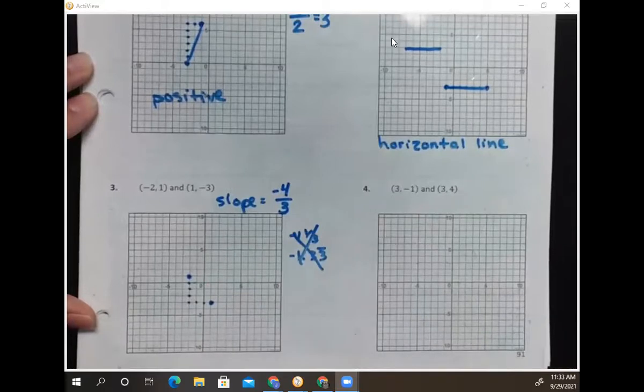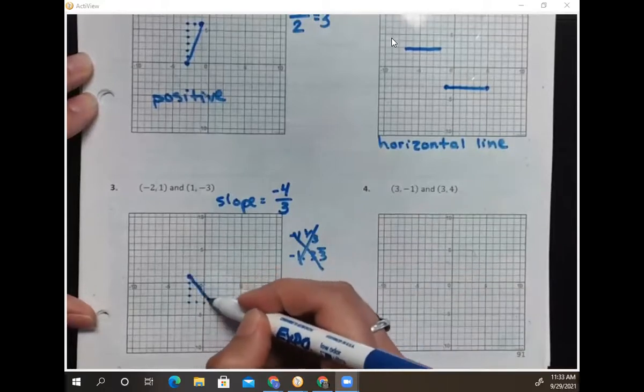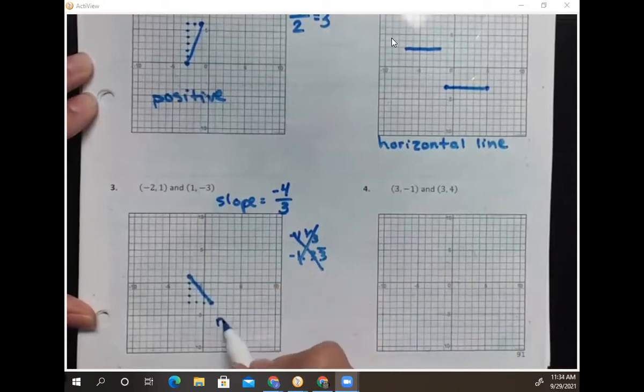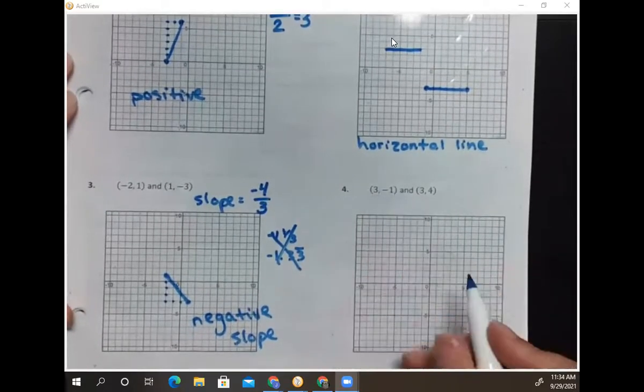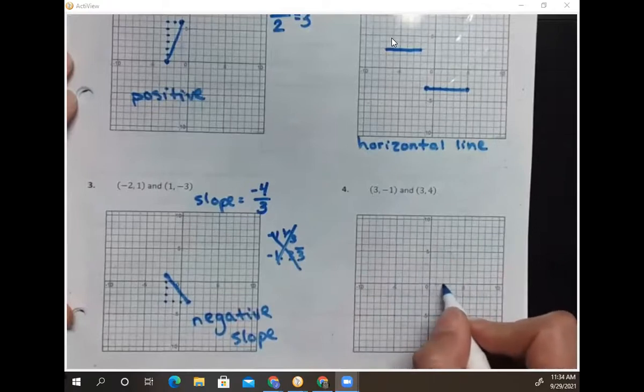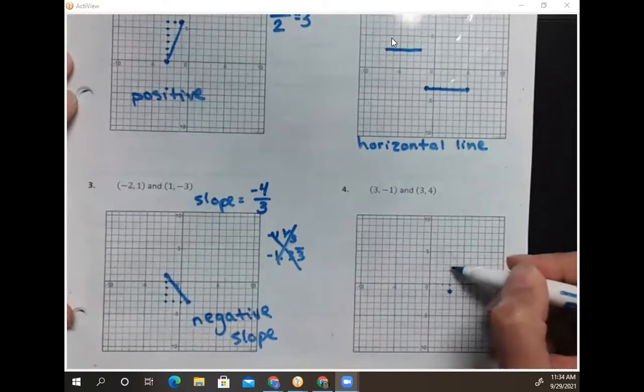So our slope here is -4 thirds. Negative because we have to go down. And if I connect those points, I can see my negative slope there. And then for our final problem on page 91, I'm going from 3, -1. So 1, 2, 3, -1 to 3, 4, 1, 2, 3, 4.